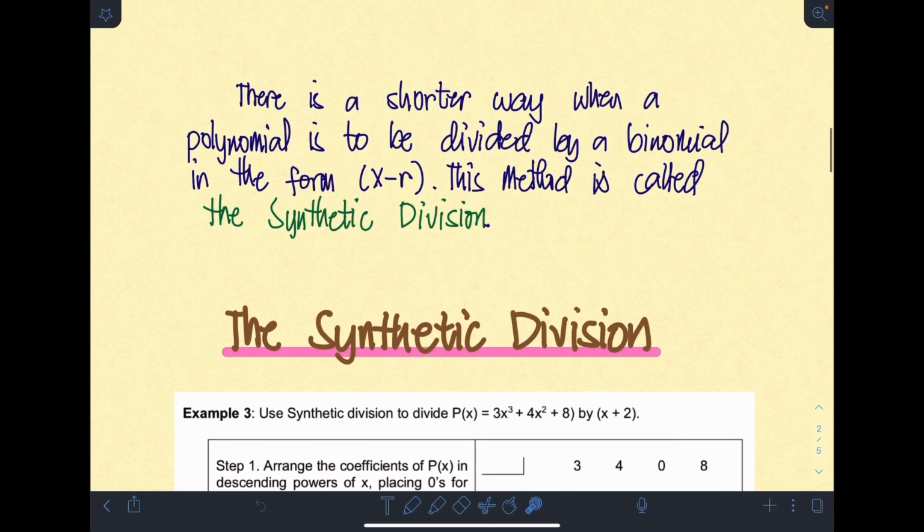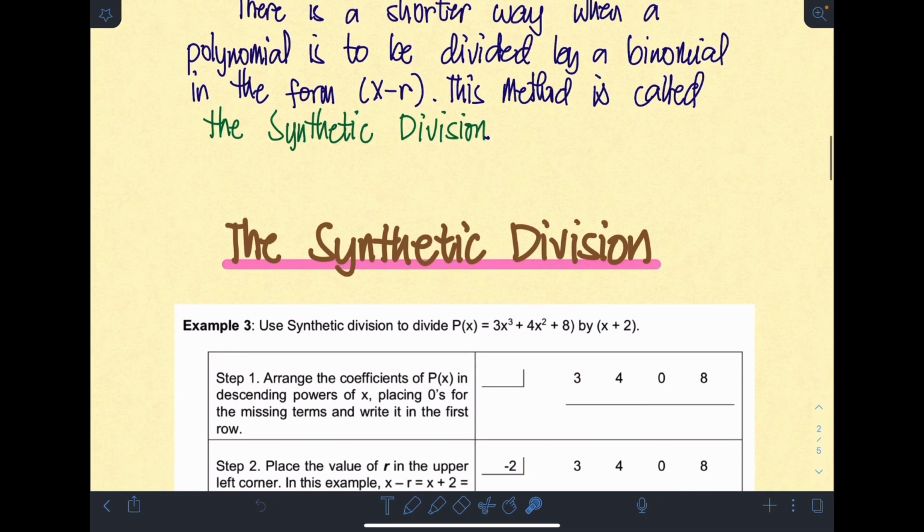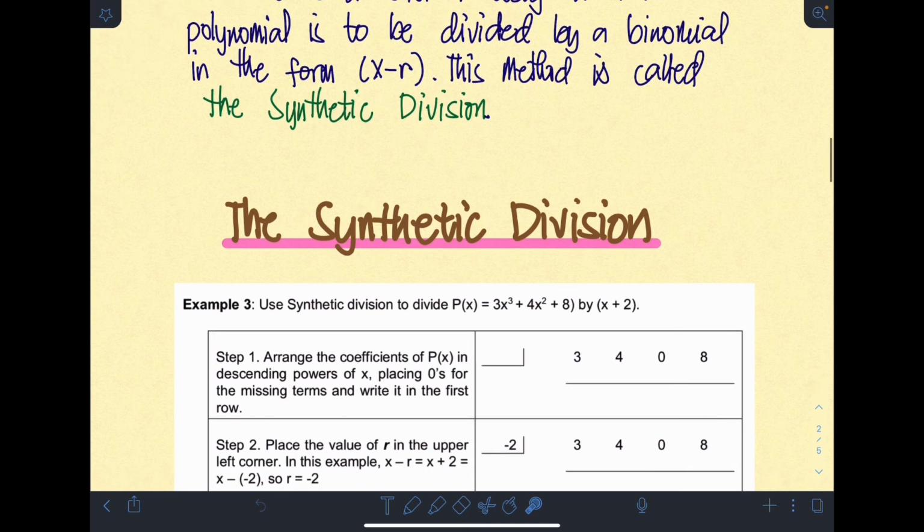So first thing is that the synthetic division method is only applicable when your divisor is a binomial in the form x minus r. If your divisor is not in that form, then you cannot use this method in dividing polynomials. You need to stick with the long division method. This is just a short way, or a trick, or a hack in doing division of polynomials when your divisor is a binomial in the form x minus r.